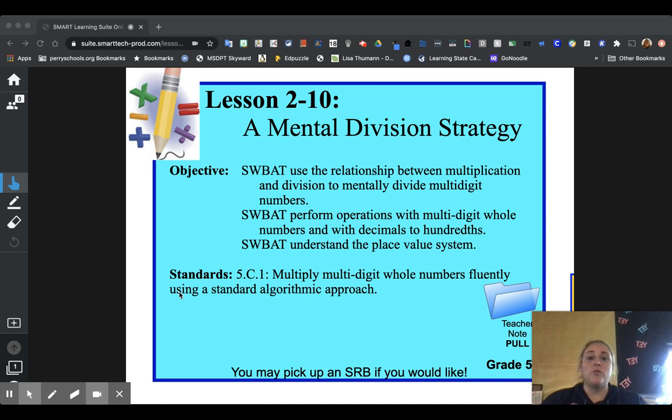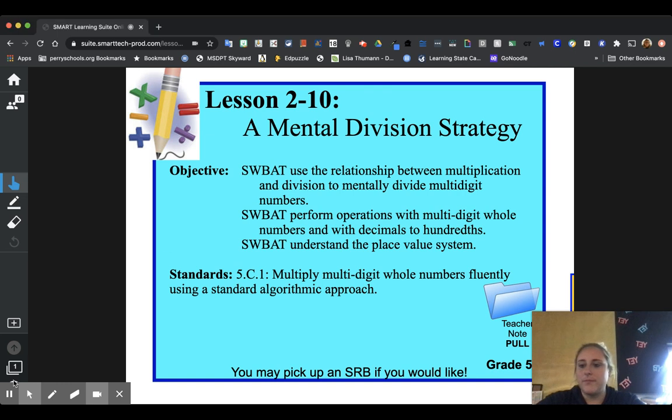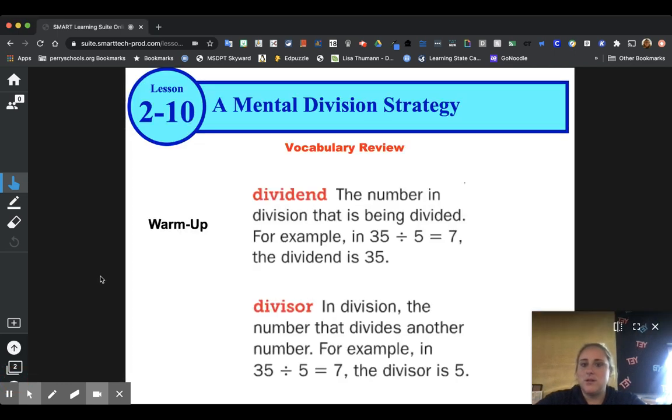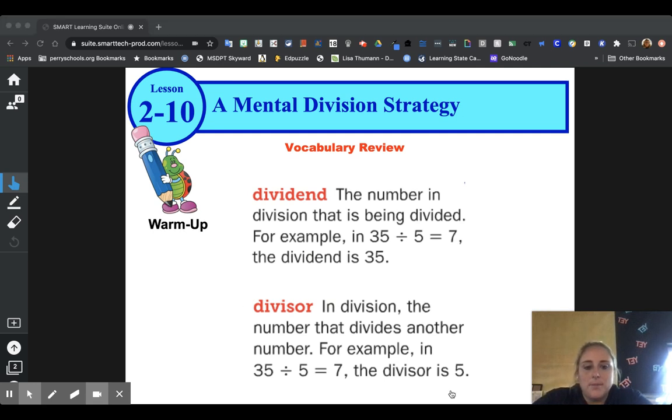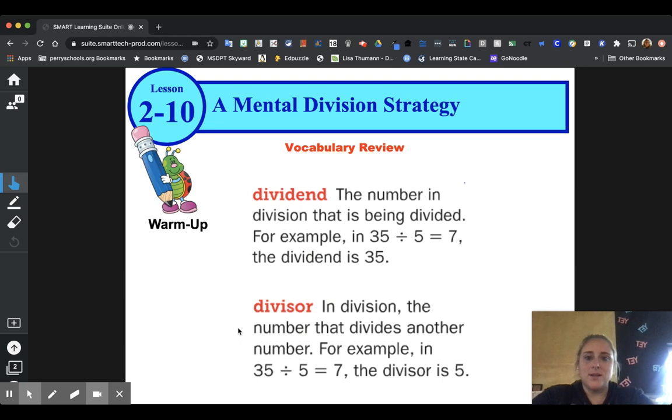We're going to be able to perform operations with multi-digit whole numbers and with decimals to the hundredths. And we're going to be able to understand the place value system. That's an objective that we've been working on for quite a while now, and we will continue working on. So before we move on, let's look at some vocabulary words that will help us through this process.